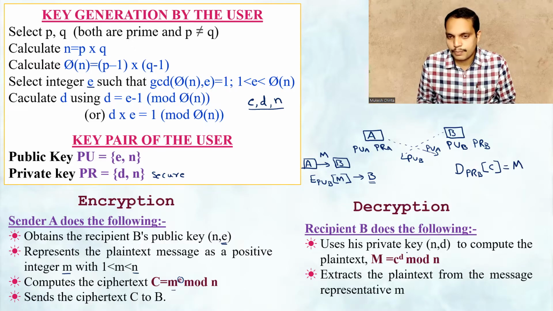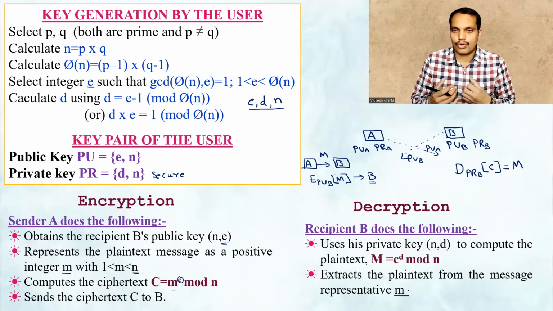Understood? So B uses his private key N, D to compute the plain text M is equal to C power D mod N. It extracts the plain text from the message representative M. So whatever M is got, it gets your plain text back. So this is the procedure.